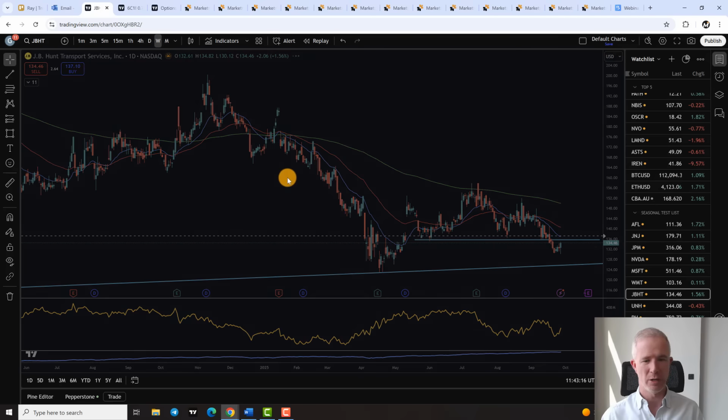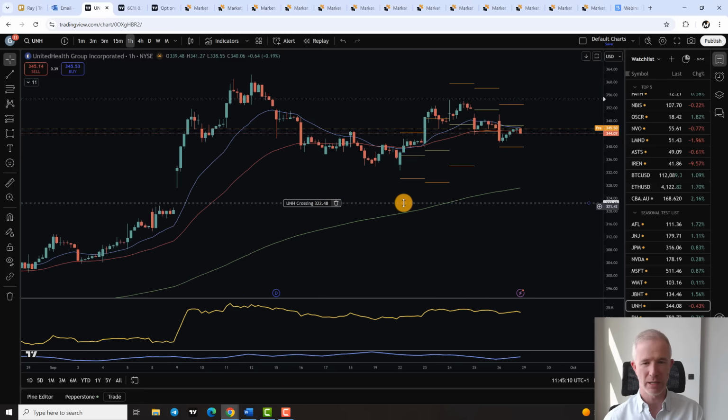There's a nice level here, so gap support could be an idea, or we could see price coming back in around that 323 area. That'll be a nice point to possibly add. But given where we currently sit, if we go down into the hourly chart, you can see that area.